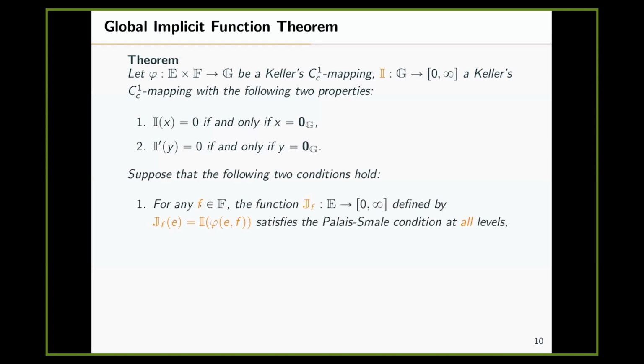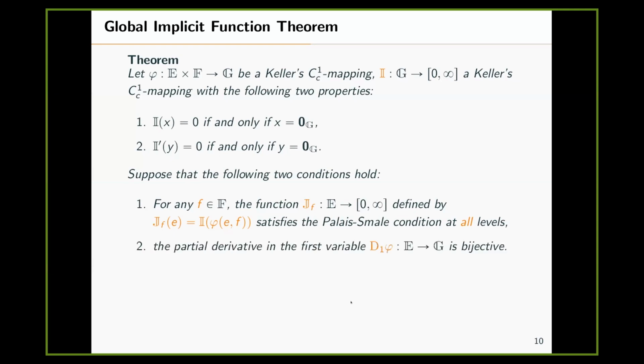Now, for any given f in the space F, we associate this function g of f, which is the composition of I and f. And we assume that this function satisfies the Palais-Smale conditions at all levels. Actually, we don't need it at all levels, just at two points, but clearly we don't know what those points are. So we assume all points.